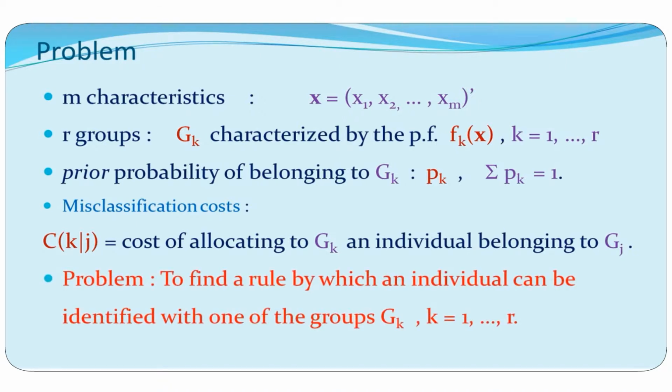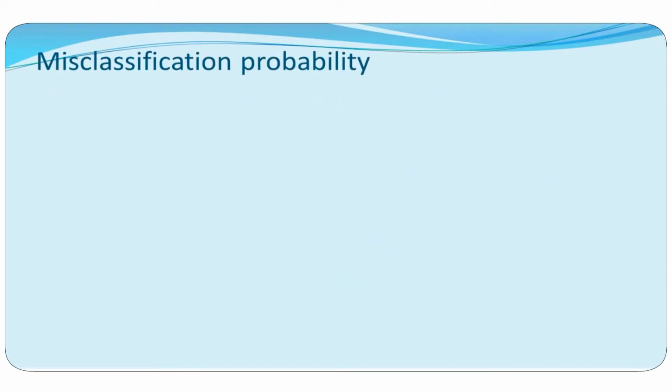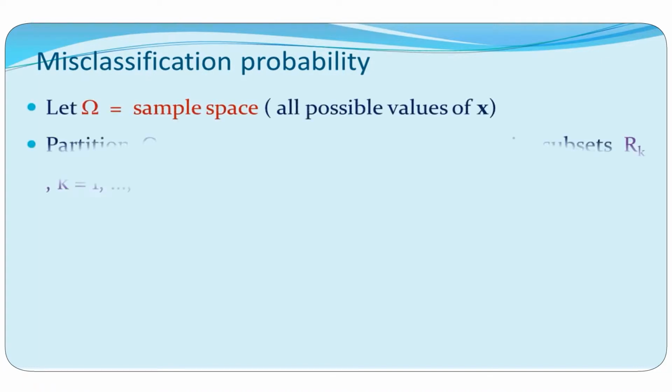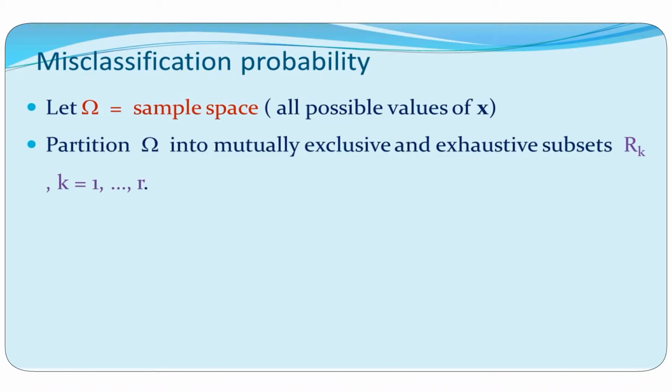So, our problem now is to find a rule by which an individual can be identified with one of the groups Gk. So, we will base our rule on the misclassification probabilities. Let omega be the sample space, that is the space of all possible values of x. We will partition omega into mutually exclusive and exhaustive subsets Rk. There will be R such partitioned spaces, and we will then set up a rule that if x belongs to Rk, we assign it to the kth group Gk.